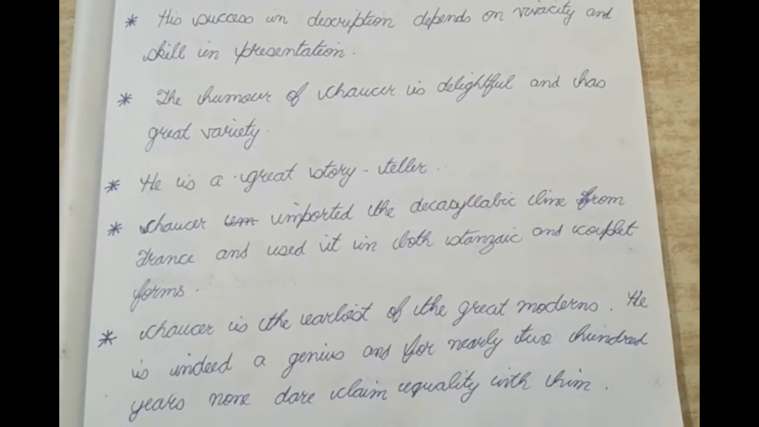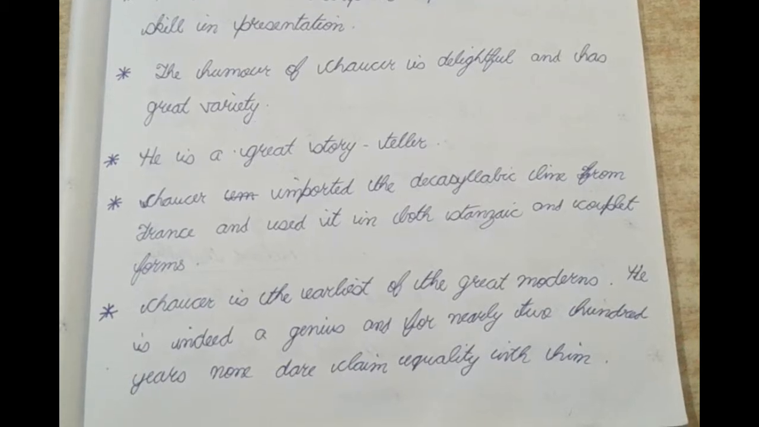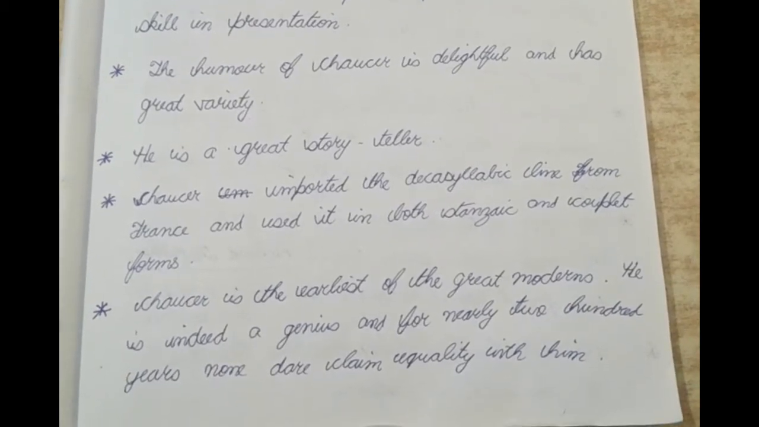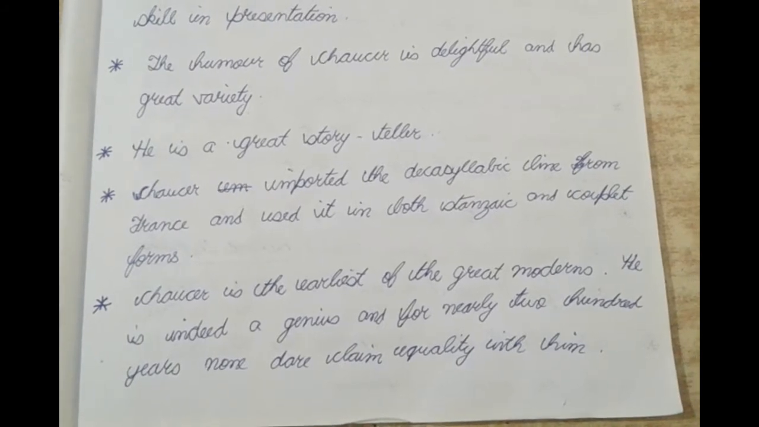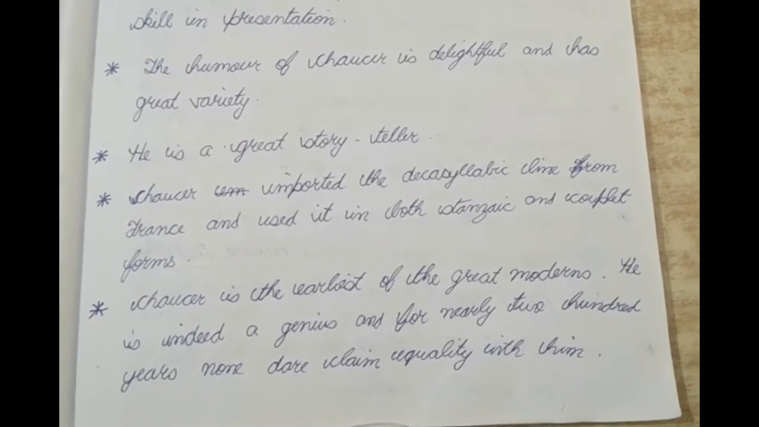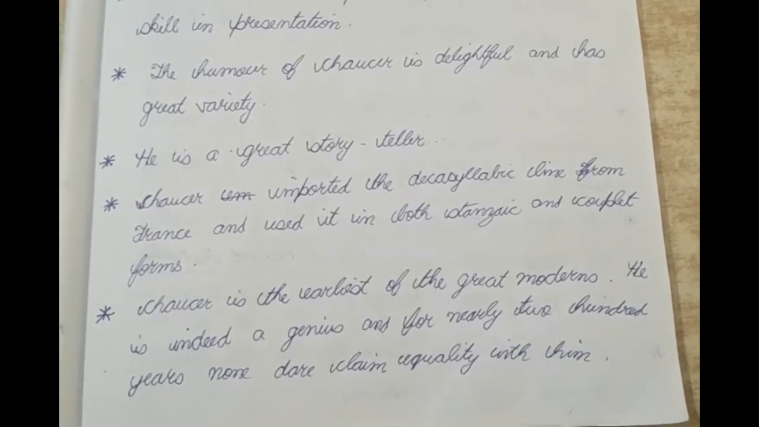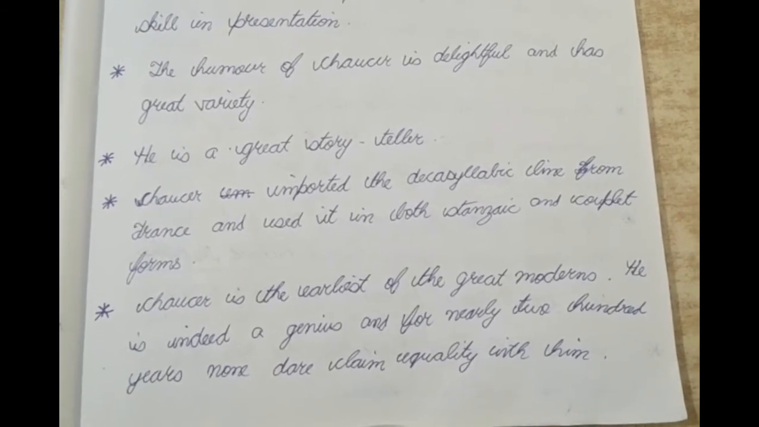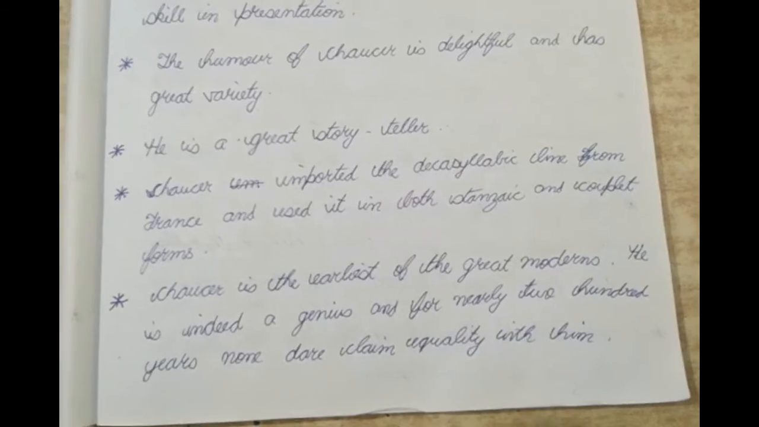Chaucer imported the decasyllabic line from France and used it in both stanzaic and couplet forms. So Chaucer is the earliest of the great moderns. He is indeed a genius, and for nearly 200 years none dared claim equality with him. So his position is still there as a great writer of the age.